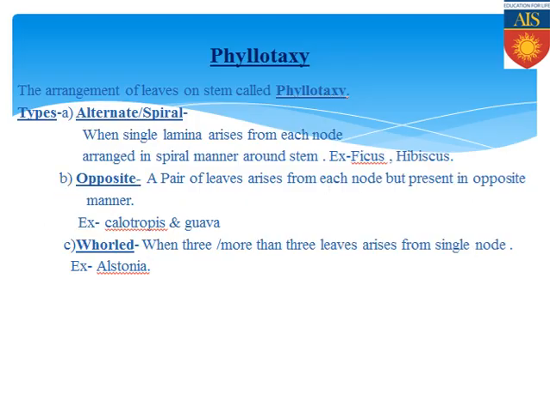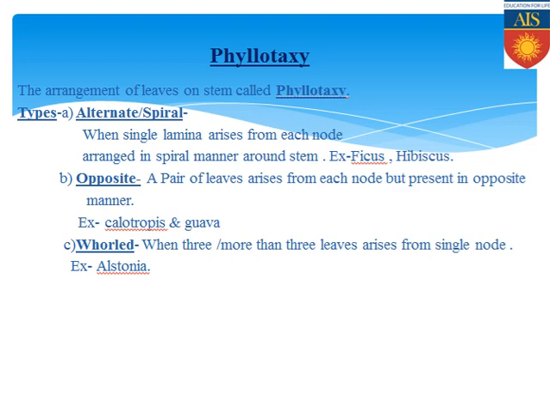That is phyllotaxy. Phyllotaxy means, phyllo means leaf and taxy means arrangement. We all know, the arrangement of the leaves along the entire length of the stem is commonly known as phyllotaxy. There are mainly three types of phyllotaxy commonly found. One is alternate or spiral, second one is opposite, and third one is whorled. What are these things? Let's see.